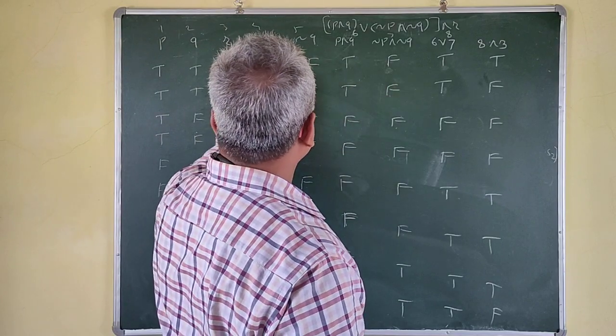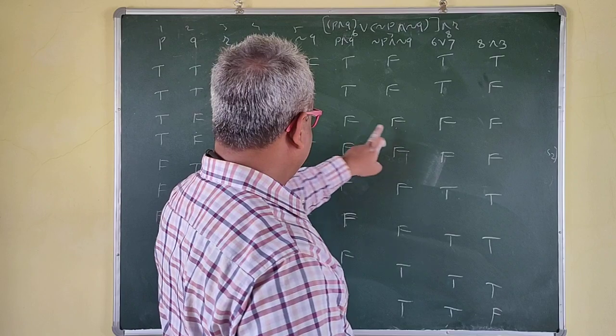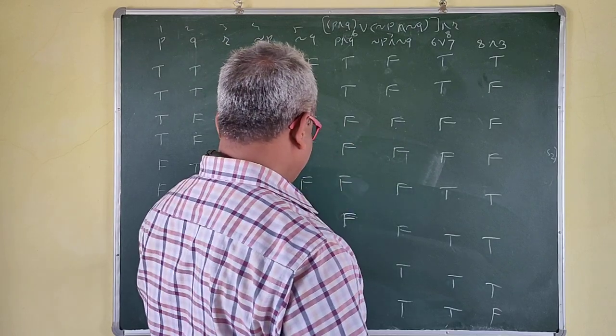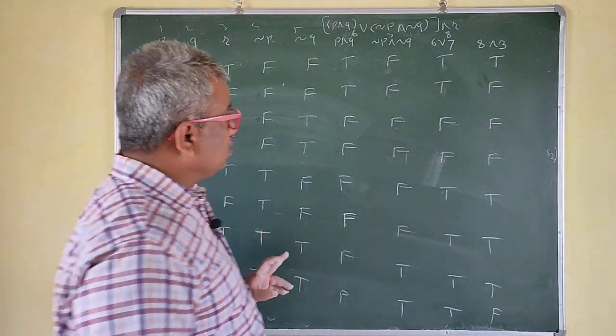Now negation P and this. F and F is F. F and T is F. T and F is F. T and T is T. This is correct.